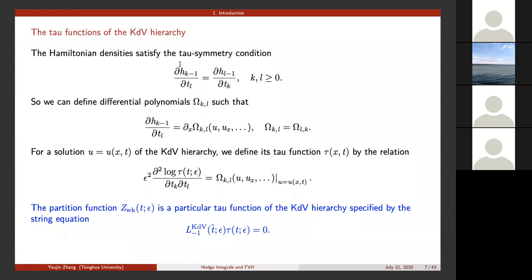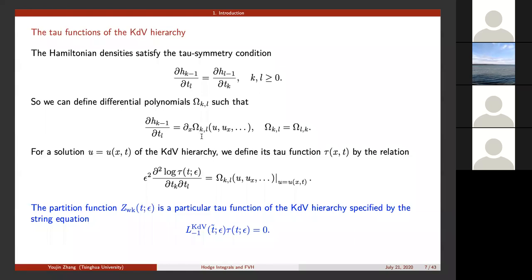Then you find that you can choose these densities so that this expression, which depends on the indices K and L, is symmetric in K and L. You can exchange L and K to obtain the same result. So we call this the tau symmetry condition. And by using this tau symmetry condition, we can define some differential polynomials we denote by omega_{K,L}, depending on these two indices K and L. So this is a differential polynomial obtained by using the evolution of the KdV flows.